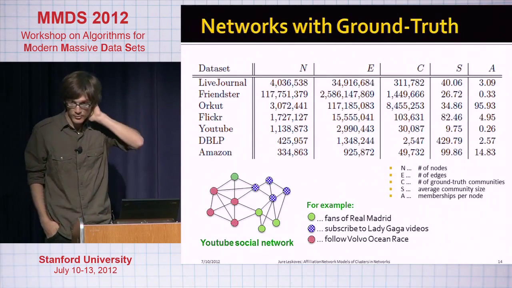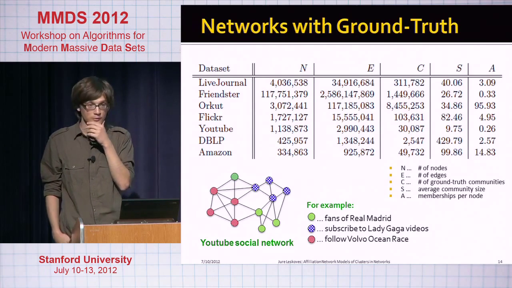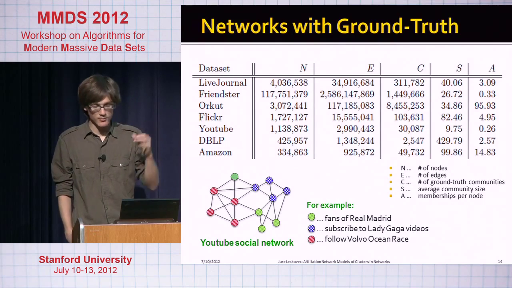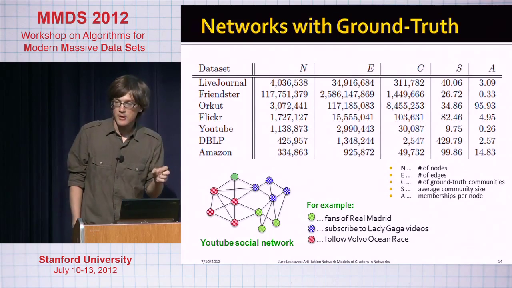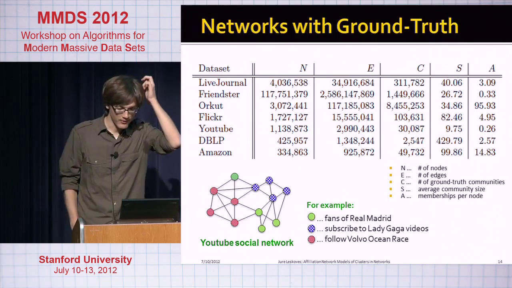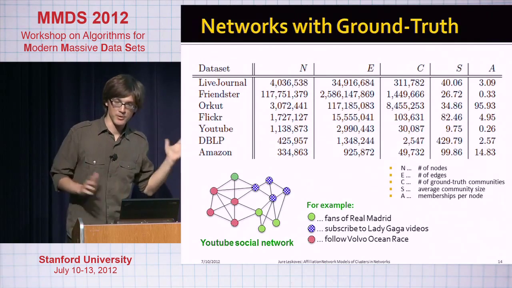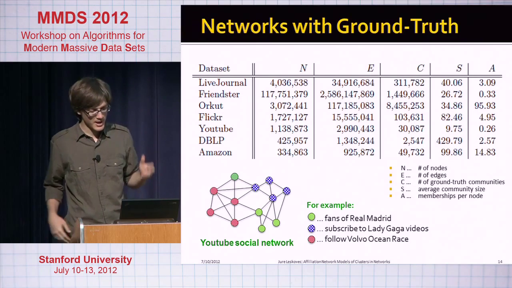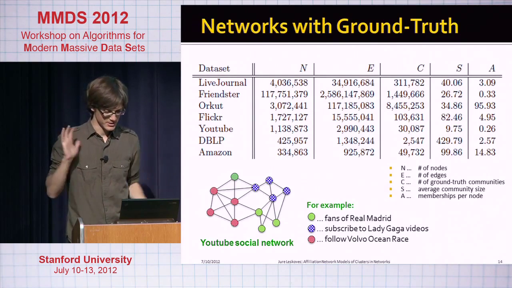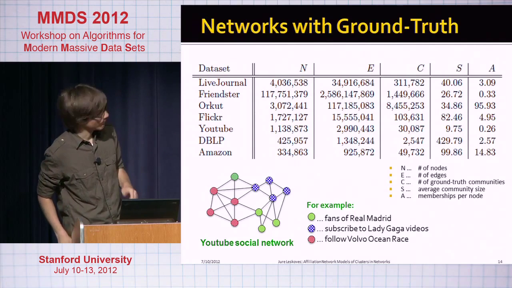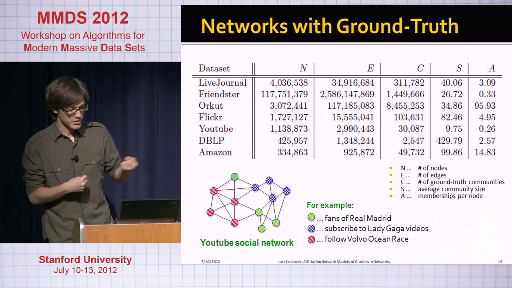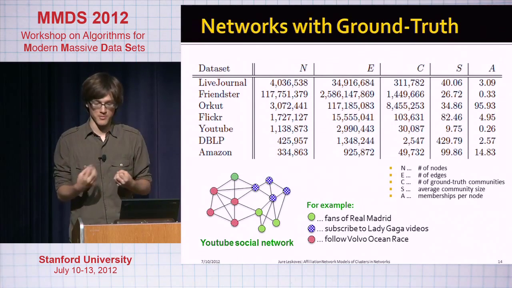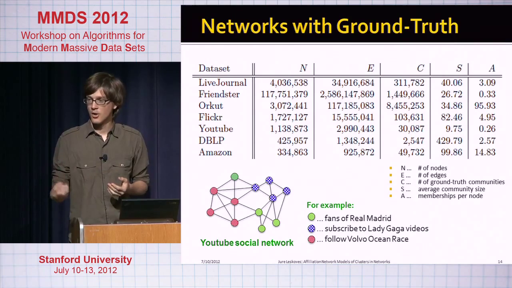So here is a set of networks where we were able to find some notion of this kind of ground truth clusters. I have 5 different social networks, a collaboration network of DBLP, and a product co-purchasing graph of Amazon. These networks have between 300,000 and 100 million nodes, and between 1 million and 2.5 billion edges. The number of communities is between a few thousand and 8 million. The average size also varies quite a lot, and A is the average number of memberships, so basically how many communities a node is a member of.